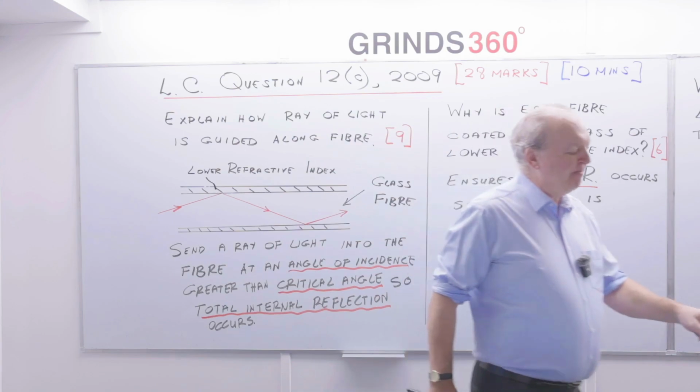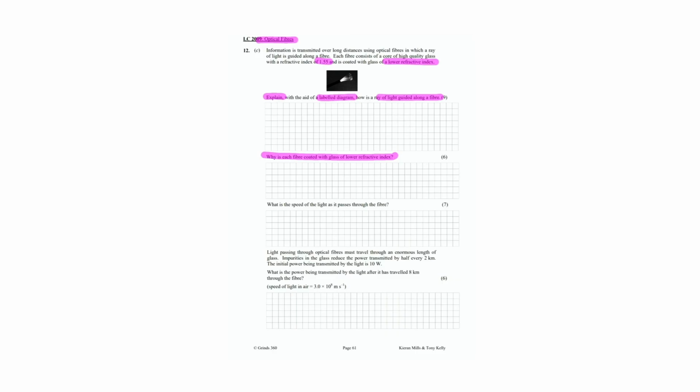Now we have the problem part of it. So back to my question. So what is the speed of light as it passes through the fibre? So we've done loads and loads of refractive index problems where we use our table. So our table will take care of every type of refractive index problem.